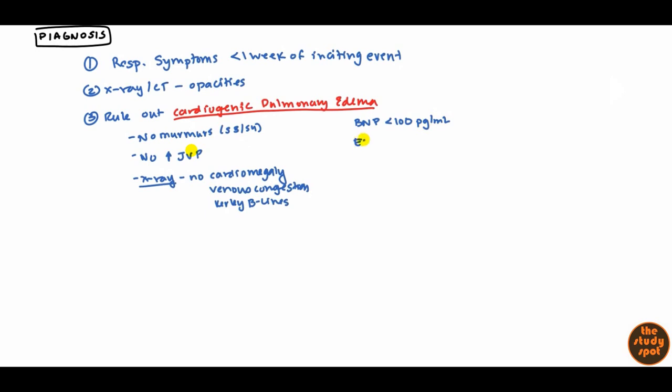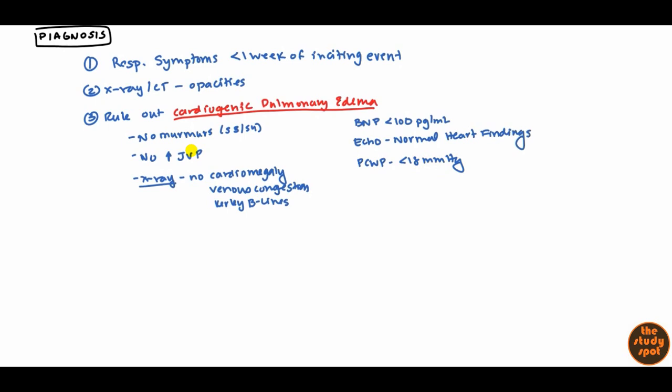Also on echo, you should see a normal heart if it's ARDS. And finally, the pulmonary capillary wedge pressure should also be low. The pulmonary capillary wedge pressure should be less than 18 millimeters of mercury if it's indeed ARDS. And if it's greater than that, then you're probably thinking more of cardiogenic.